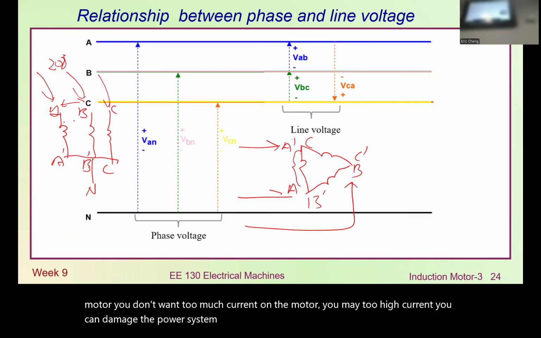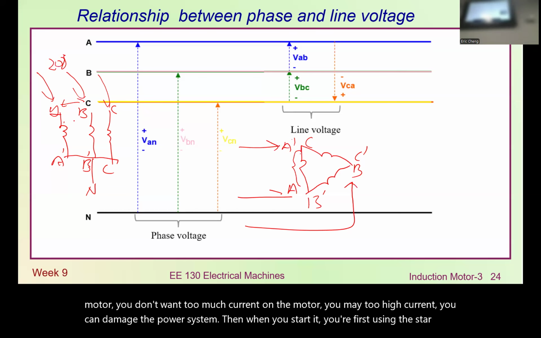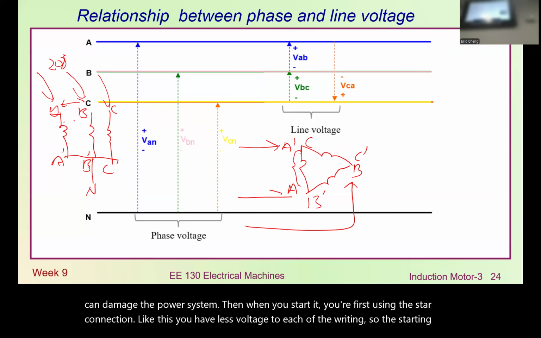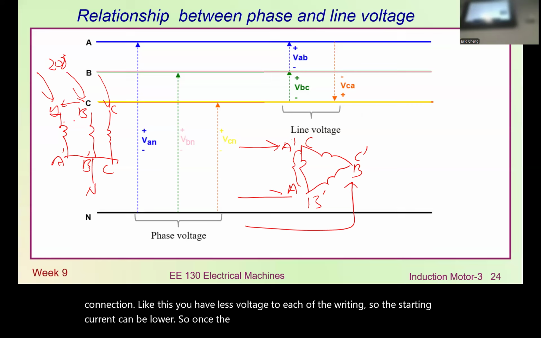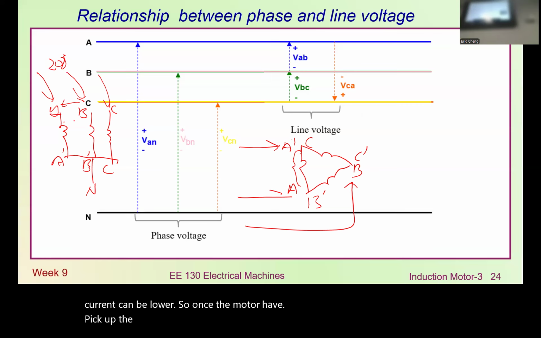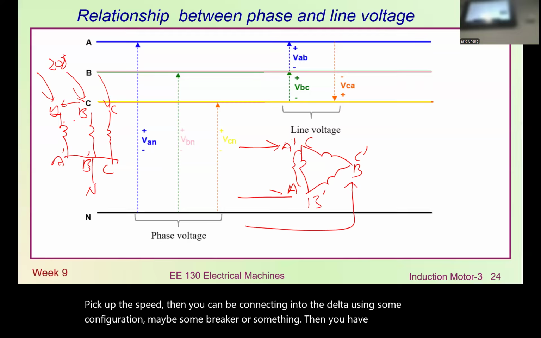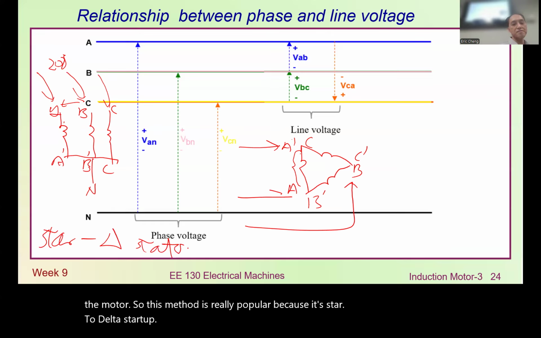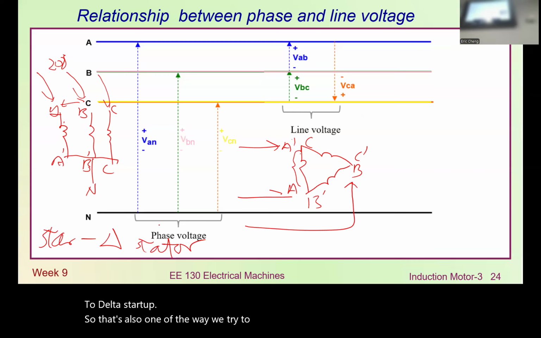Then when you start it, you first use the star connection like this, so you have less voltage on each of the windings, and the starting current can be lower. Once the motor picks up speed, you can reconnect them into the delta using some configuration, maybe some breaker, and then you have full voltage on the motor. This method is very popular. We call it the star to delta starter. That's also one of the ways we control or start the motor.